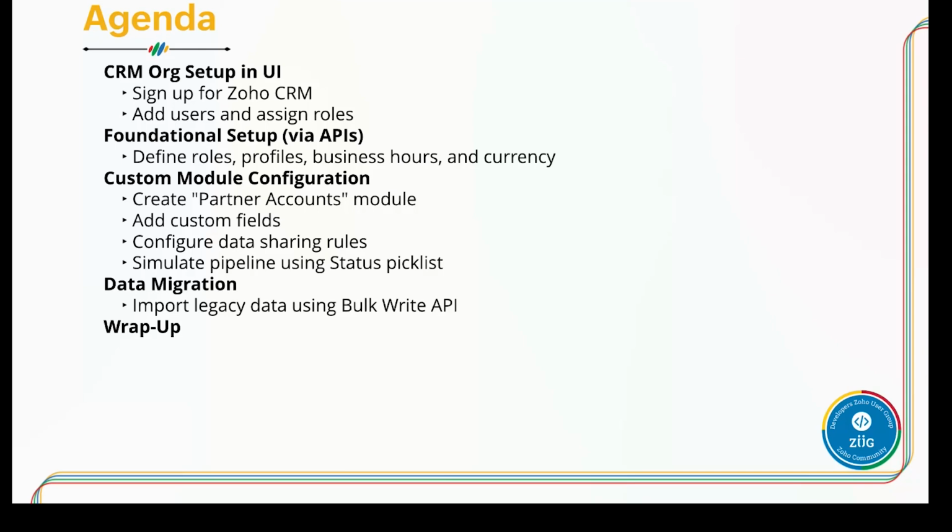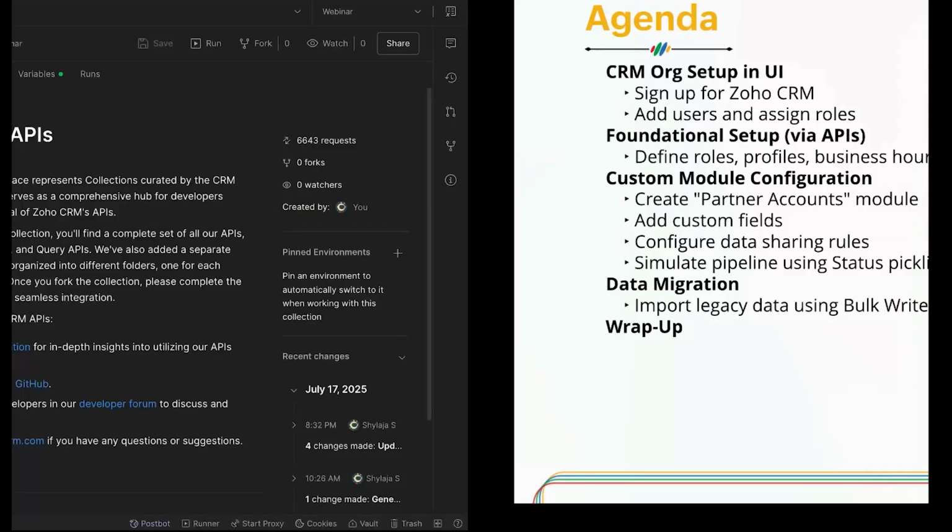Finally, we'll wrap up with a brief recap of what we have built and learned and show how all of this fits into a repeatable version control process that can scale as the business grows. And then we'll also do a Q&A session to answer any of the queries you may have. So this is our journey from UI to APIs, from setup to sync, and everything in between. Let's get started. Back to you, Shailaja.